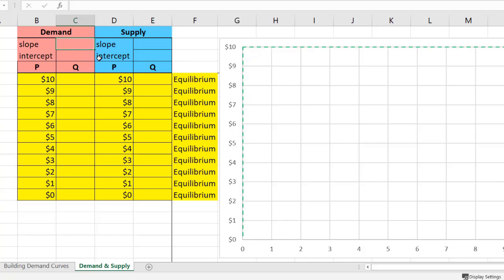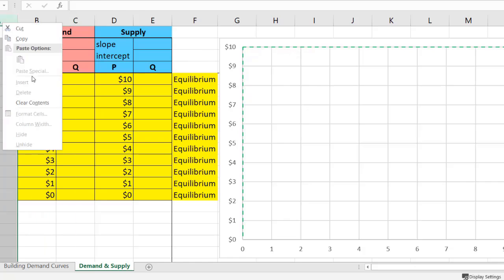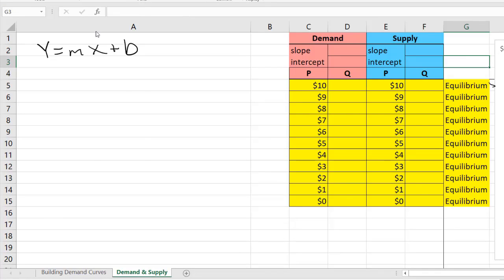So all it is is a good old-fashioned, remember us, slope-intercept setup, right? Y equals mx plus b. And in our case here, we're really dealing with P, because that's on the vertical axis, equals MQ plus B. All right, so when I model demand, all I need to do is set up a slope and an intercept. I've got a list of prices here, and I just need to make Q a function of those prices. So how do I make Q a function of those prices? Well, I'm just going to rearrange this equation so that Q is a function of P.